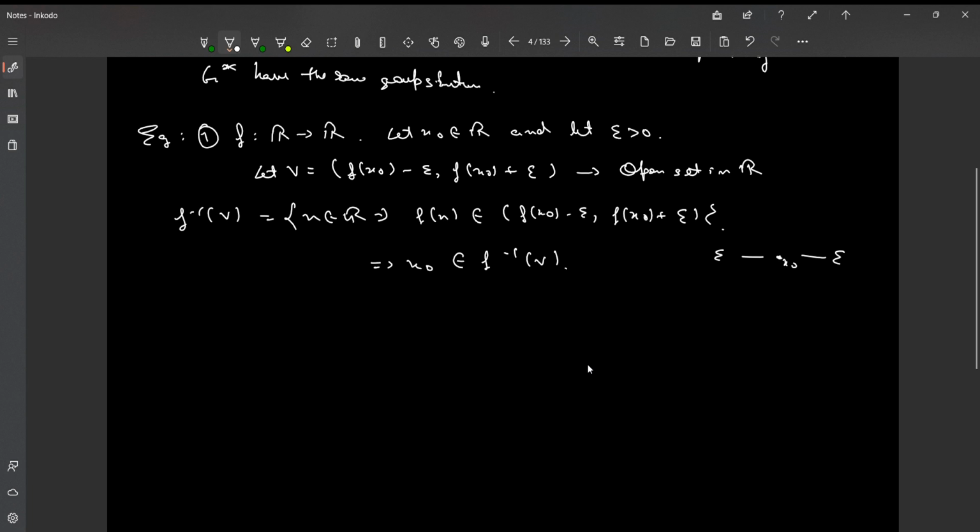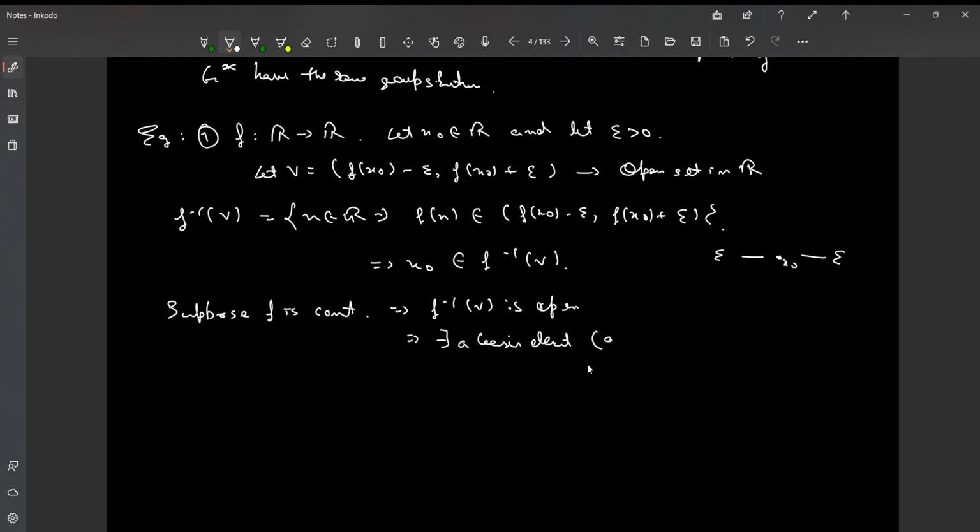Now suppose f is continuous. Then f inverse V must be open, right? So if f inverse V is open, then that implies that there exists a basis element. What is the basis element of the standard topology? These are the open intervals (a, b), right? We obviously consider the standard topology.